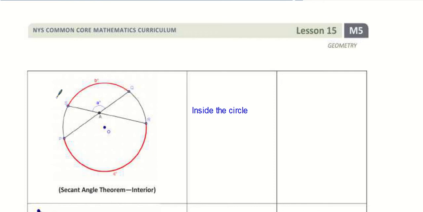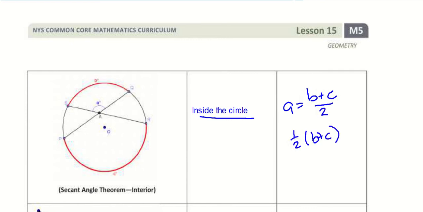The third one is formed by two secant lines. It's an angle, though, that's inside the circle. Okay, remember inside is average. So A is going to equal the arc B plus arc C, and then divided by 2. If you want to put down 1/2 B plus C, you're also more than welcome to. It's totally up to you. We'll do A equals here too.